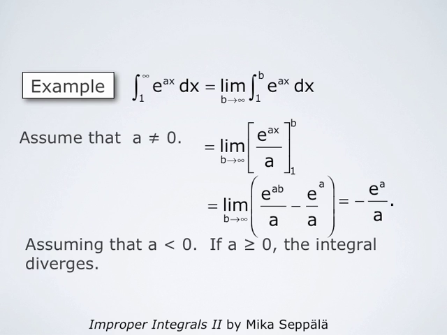So if a is negative, then the improper integral from 1 to infinity e to the ax dx converges, and it has the value minus e to the a divided by a. Observe that now, since a was assumed to be negative, minus e to the a divided by a is actually positive. If a is not negative, then the integral diverges.